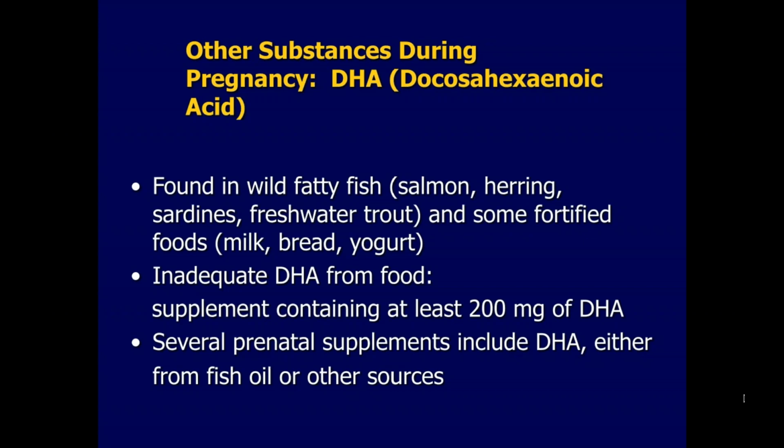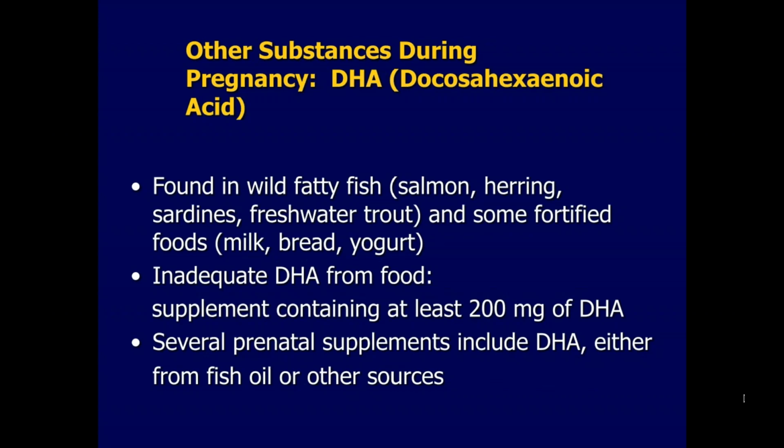So inadequate DHA from food, if you think that, for example, someone is really vegan or vegetarian or in general is not getting enough DHA, you want to think of supplementing containing at least 200 milligrams of DHA. We always, like I said, try to push the dietary sources first. But you see many times when the patients go in, the OBs are giving them, or maybe some facilities do that, giving them an introductory pack of DHA that they want them to get started on. And there are several prenatal vitamins, prenatal supplements that include DHA already, either from fish oil or other sources.